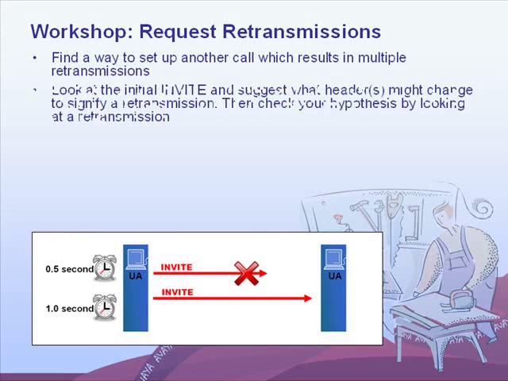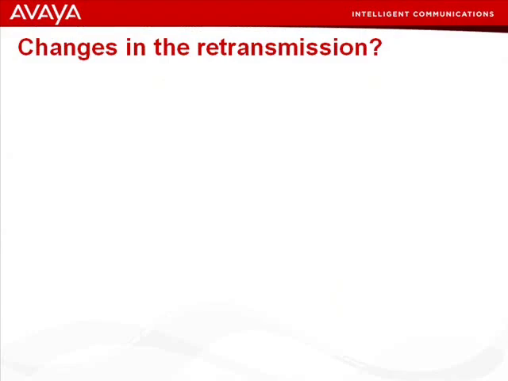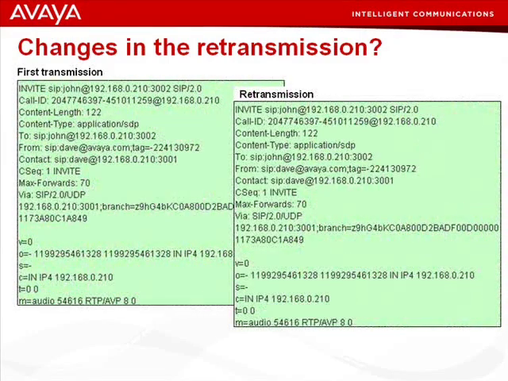Next, take a look at just the initial invite request, not the retransmissions just yet, and look for the header or headers you think might change to signify a retransmission. Once you've come up with your hypothesis, then take a look at the retransmitted request and check things out. So what differences did you find between the first transmission and the retransmission?